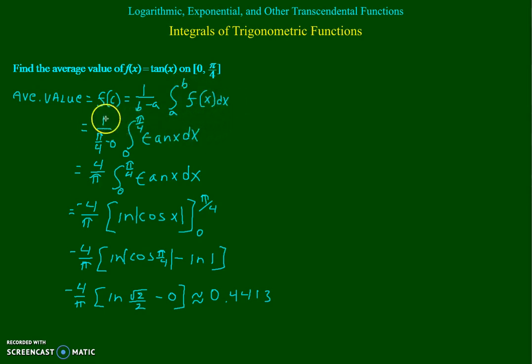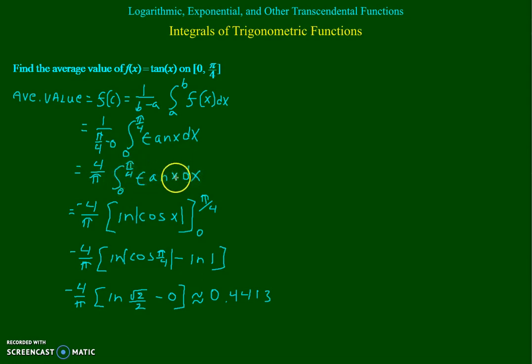And that would be 1 over pi over 4 minus 0 times the integral from 0 to pi over 4, so from a to b, of tan x dx, that's our f of x. And then this simplifies. This is 1 over pi over 4, or just 4 over pi, times the integral from 0 to pi over 4 of tan x dx.